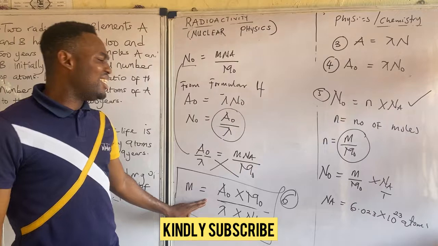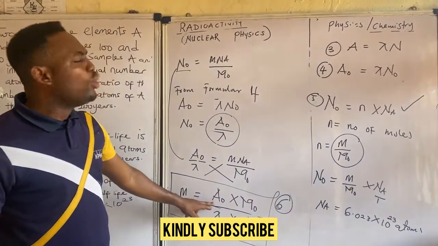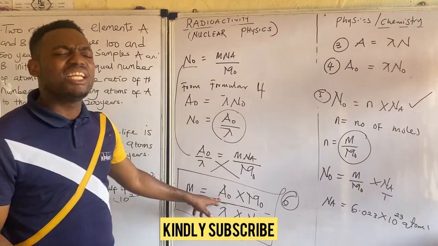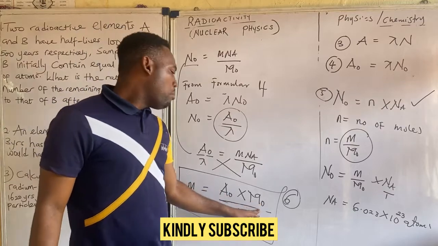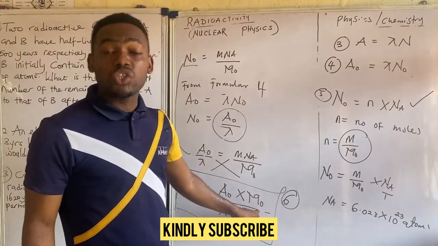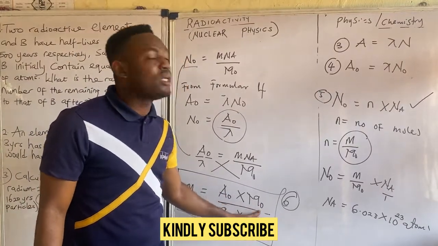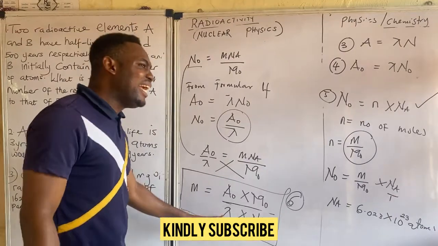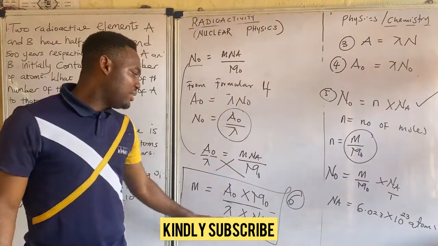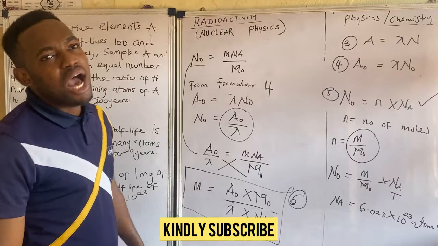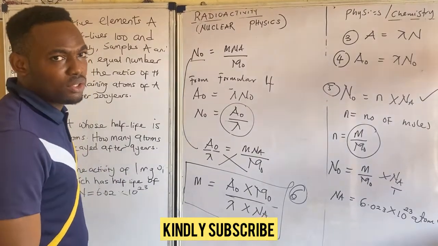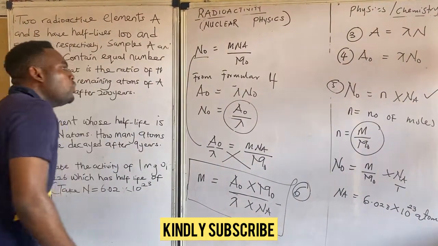Very, very important. It is a formula that relates original activity, molar mass, or sometimes some people take it as what? Mass number. Then again, lambda, then multiplied by Avogadro's constant. Alright. Moving on.